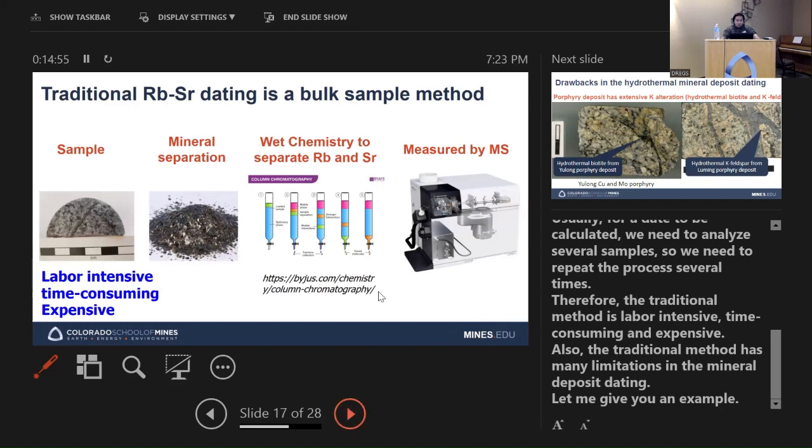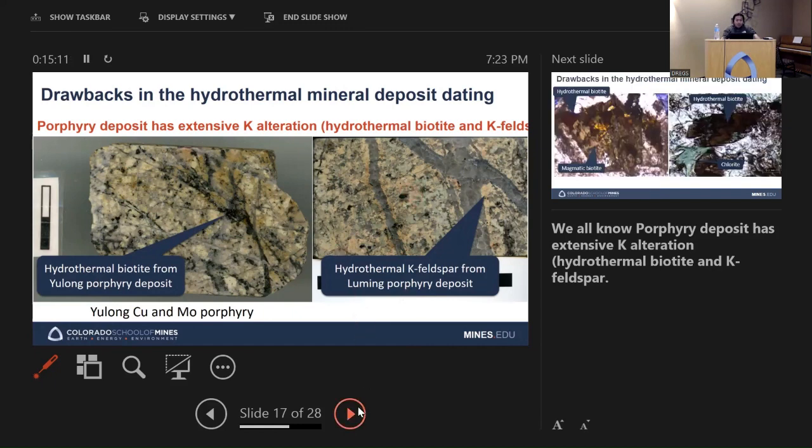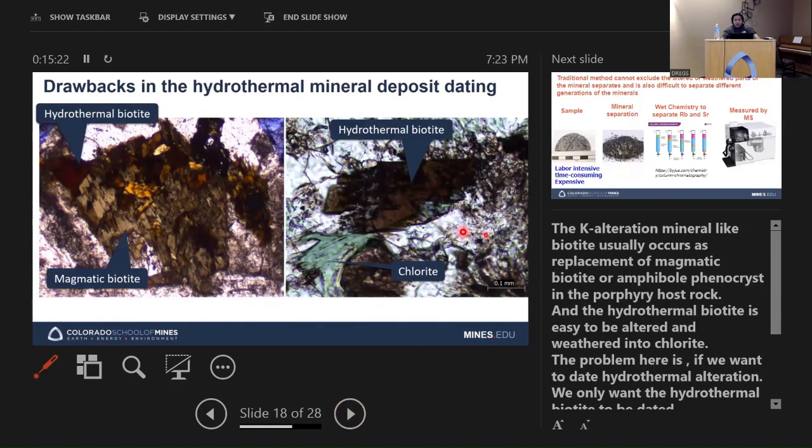I will give you an example of this. Okay, we all know porphyry deposits have extensive potassium alteration, like hydrothermal biotite and hydrothermal K-feldspar. These potassium alteration minerals like biotite usually occur as fine grain replacement of the previous magmatic biotite. As we can see here, this dark brown, fine grain biotite is the hydrothermal one, and the light brown ones are the magmatic biotite from the porphyry.